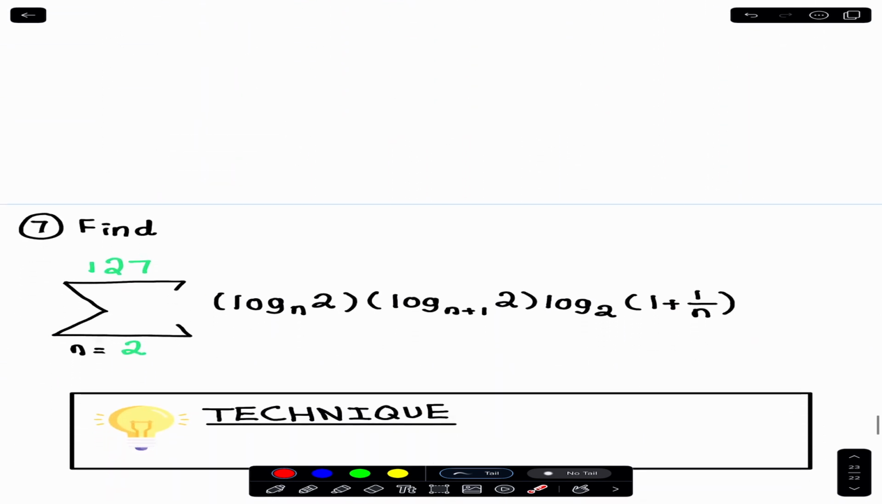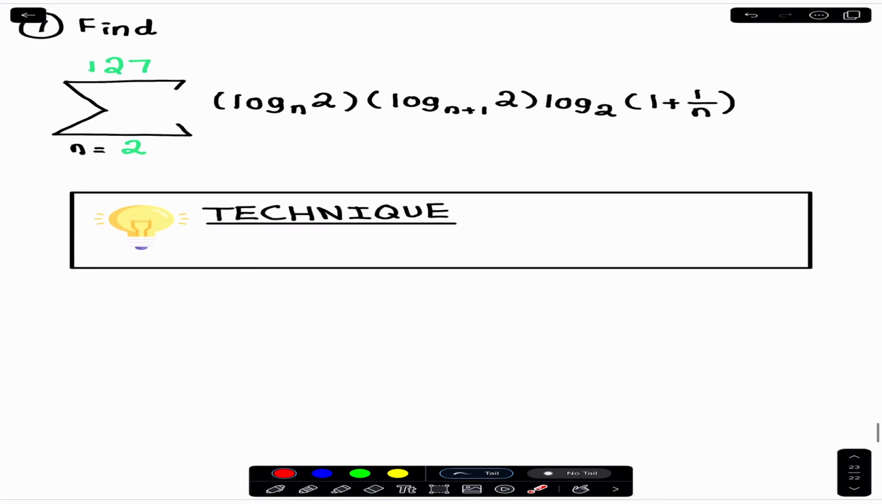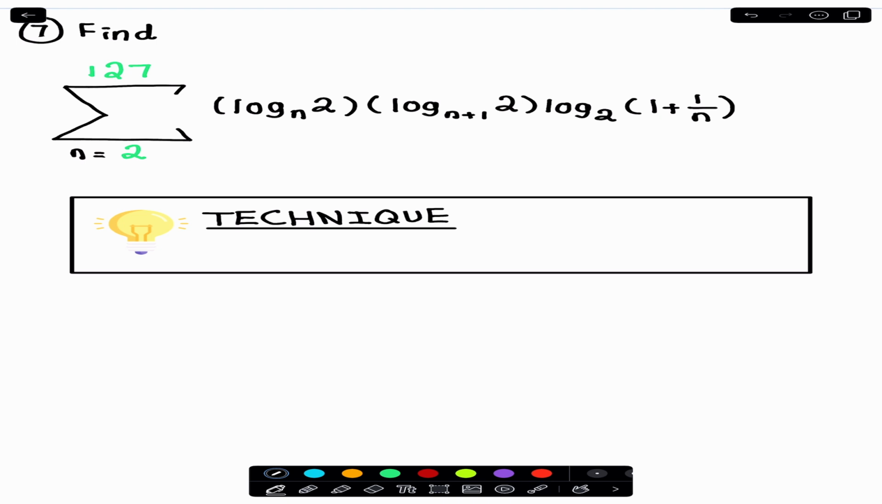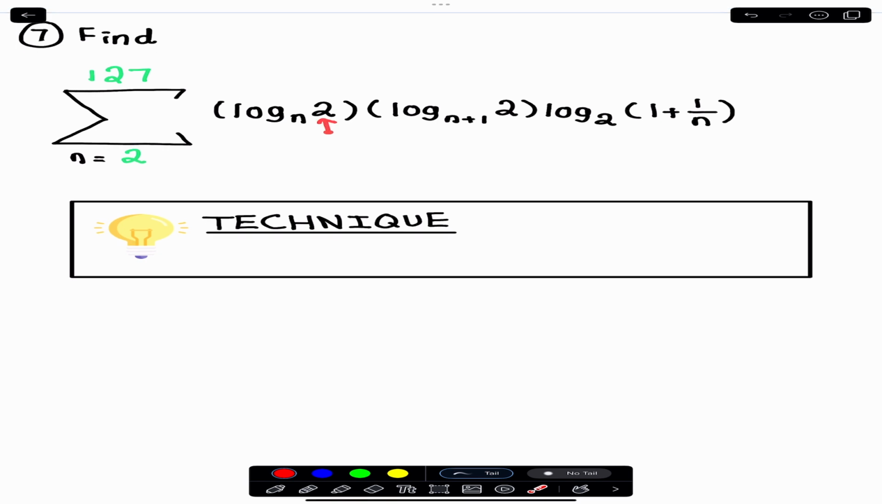Moving on to question 7. So something involving logarithms. Okay, so this time we are asked to find the sum of this complicated expression when we sum from n equals 2 to 127. So it seems like we've got some complicated logarithms involved. But we can see we have one with a base of 2 and another with a base of n plus 1 and another with a base of n. But we do see the number 2 over here as the argument and over here as well.